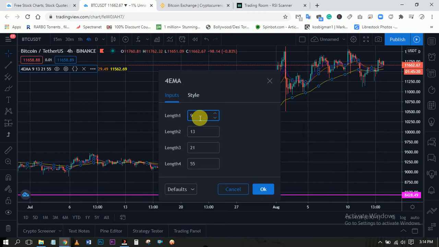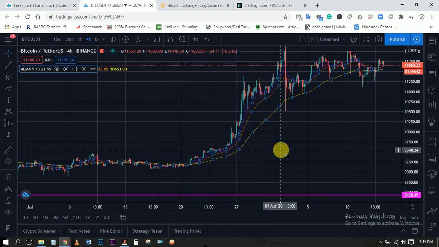Why I like it is because it's a leading indicator in the sense that it tells you what is to come, not what has happened. That's the difference between an EMA and an SMA, which is simple moving average. The settings we have here are 9, 13, 21, and 55. You can actually work with these because they are standard periods that are being used. Once you're done, you click OK.